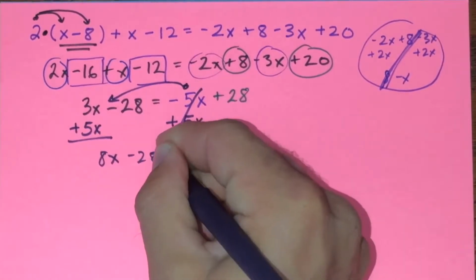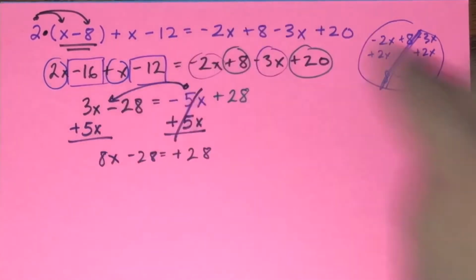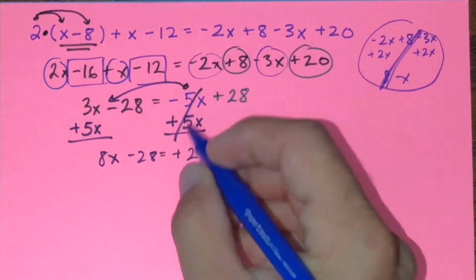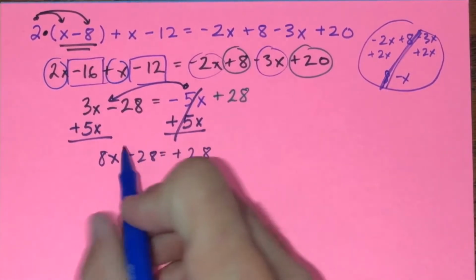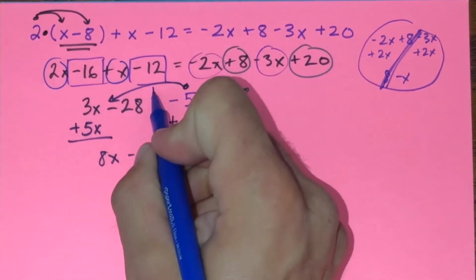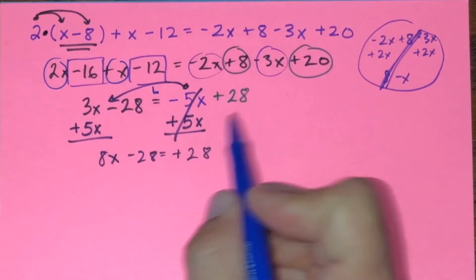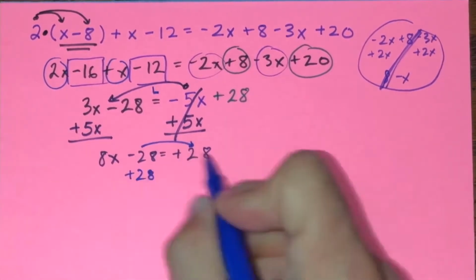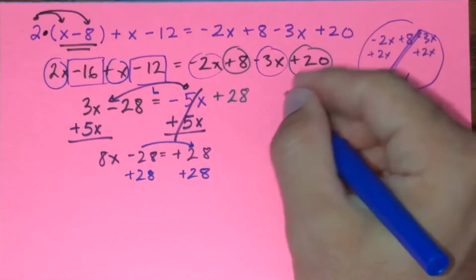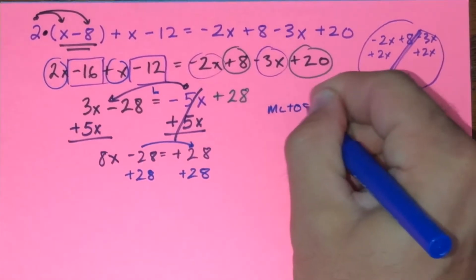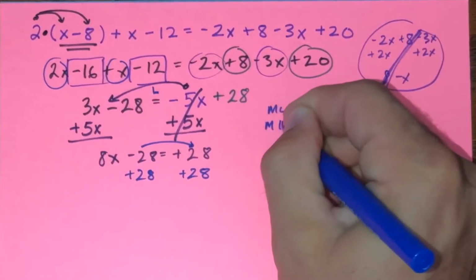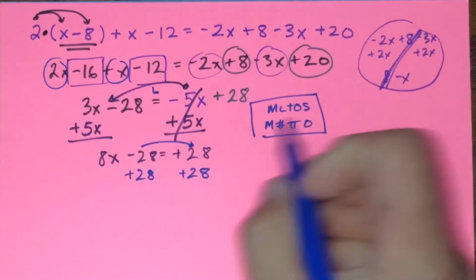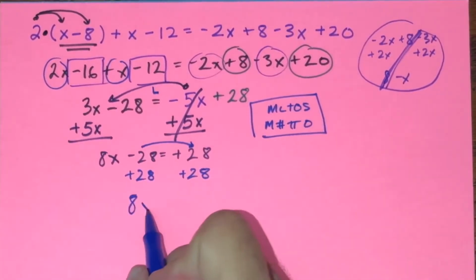Now again, I could have done the combining or the moving all in one line, but I'm just choosing to do just a few more steps so you can see what's happening. If I move my letters to the left, I want to move my numbers to the right. And I've said that in other videos. I call it the MLTOS motto, move letters to one side. Just a goofy way to remember something. That's okay though. That's going to help us organize our thoughts.